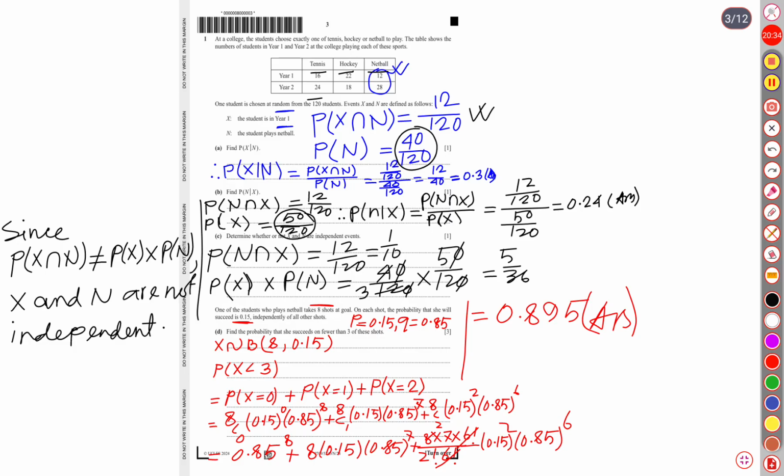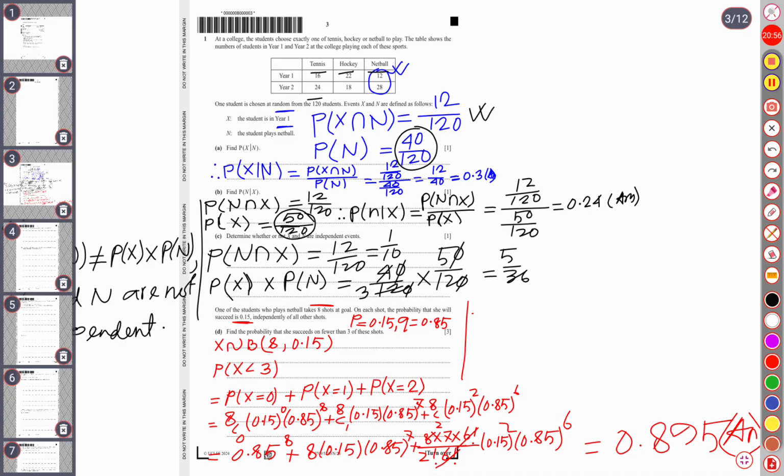We can write this answer just beside this. Let it be written over there, 0.895. Okay, this is our final answer.